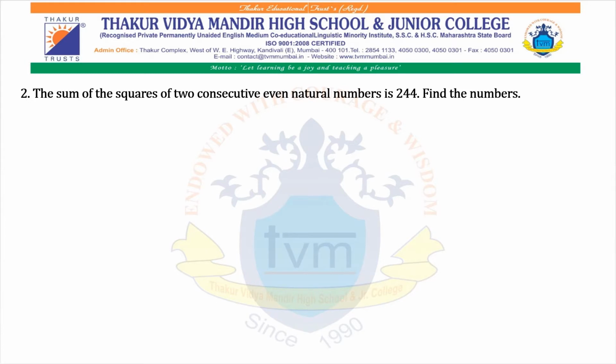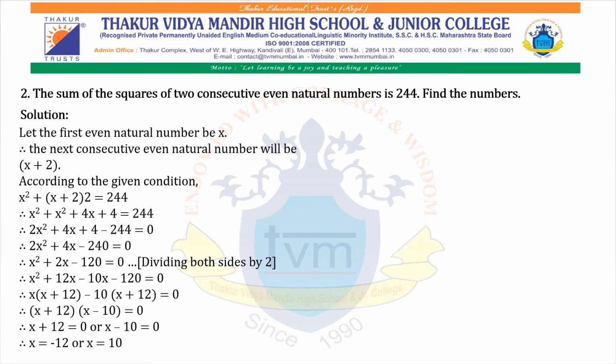Question 2. The sum of the squares of two consecutive even natural numbers is 244. Find the numbers. Let's see the solution. Let the first even natural number be x. Therefore, the next consecutive even natural number will be x plus 2. According to the given condition, x square plus (x plus 2) square is equal to 244.